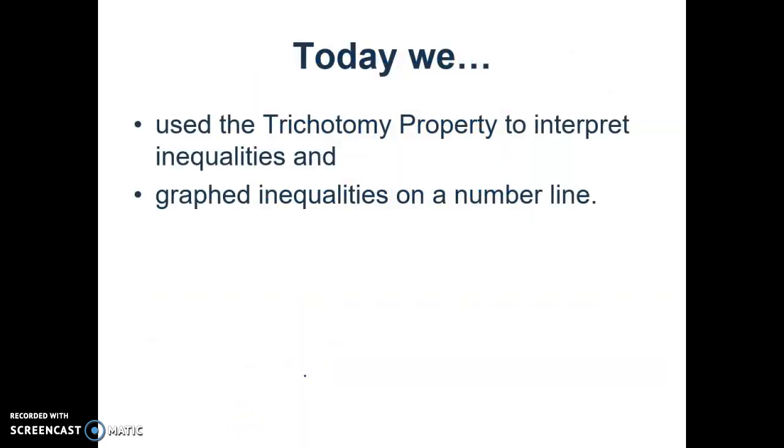Today we used the trichotomy property to interpret inequalities, and we graphed inequalities on a number line to show the solutions. Because it's not possible to write an infinite number of solutions, we can use arrows on a number line, greater than or less than, to show us the possible solutions.